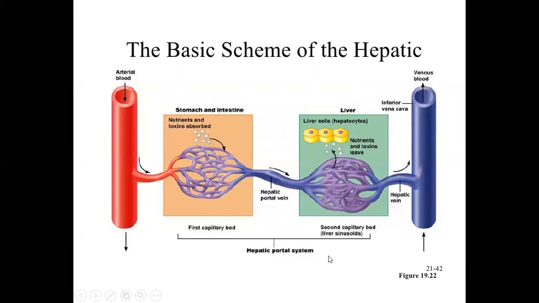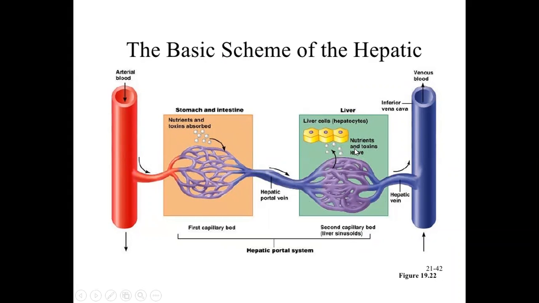For example, this is the hepatic portal system. The arterial blood supplies the stomach and intestine, where nutrients and toxins are absorbed from the first capillary bed. Then the blood goes to the liver through the hepatic portal vein. In the liver we have the second capillary bed, the liver sinusoid.